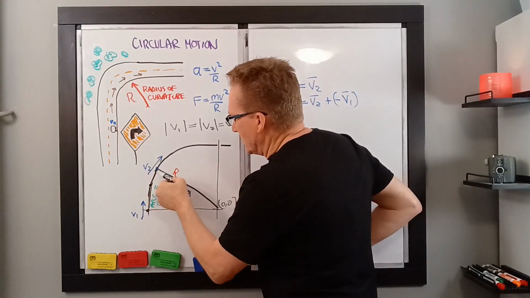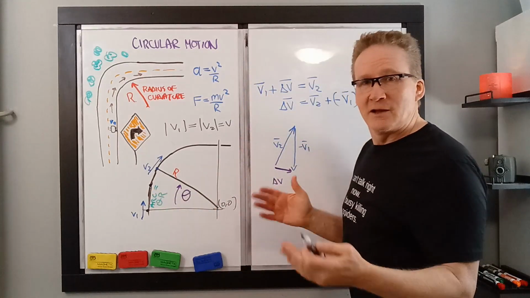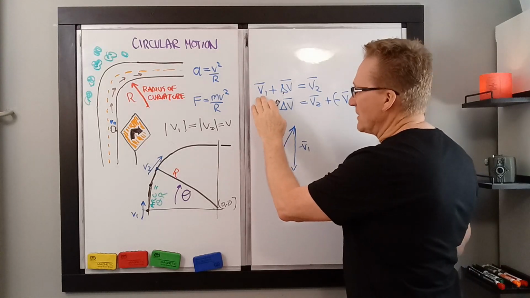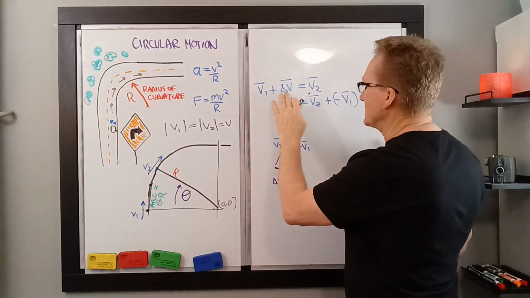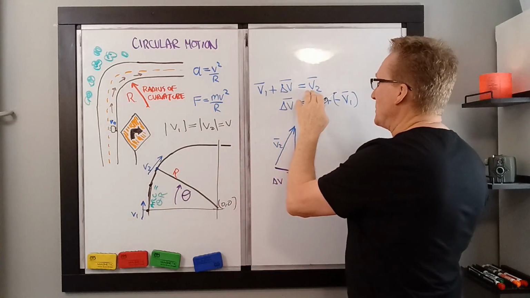And this arc length is theta times r, and here's the radius. I've drawn those all in there. From our sketch before, you'll recognize this. So what I've done here is I've said v1, this one here, plus the delta v, the change in velocity, which is a vector, is going to be equal to v2.